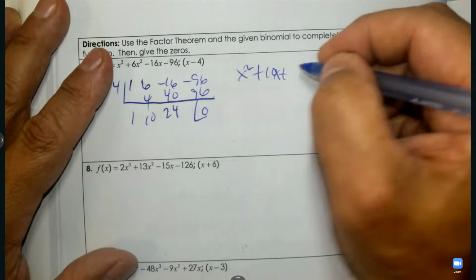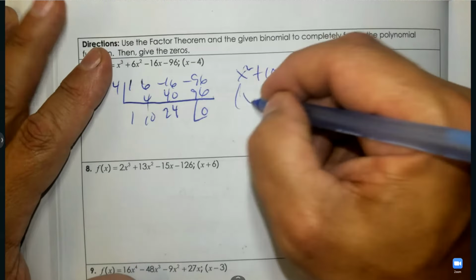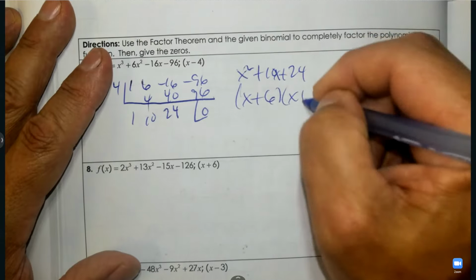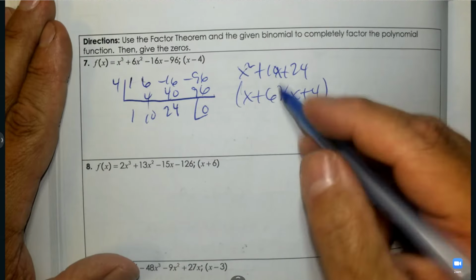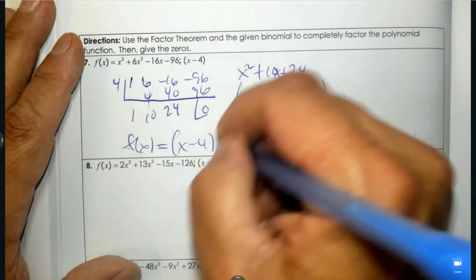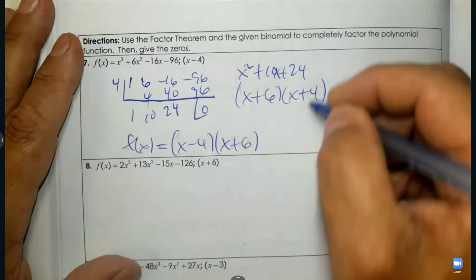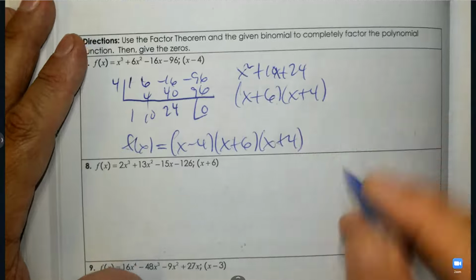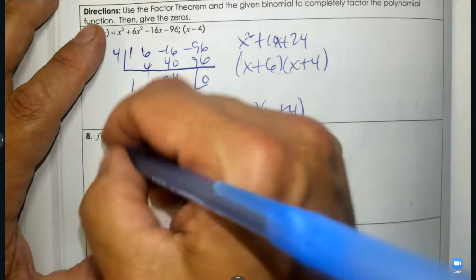Then what's left over, I'm going to factor. So the two numbers that multiply to 24 and add to 10. So all together, we started with x minus 4, and then x plus 6, and then x plus 4. So try again. If I have that, so it's negative 6, I'm going to divide first.